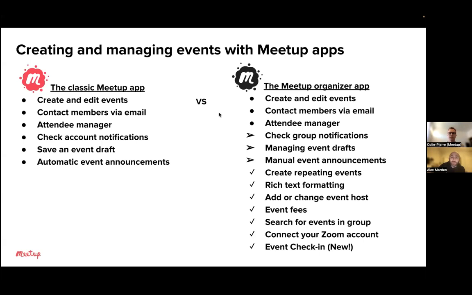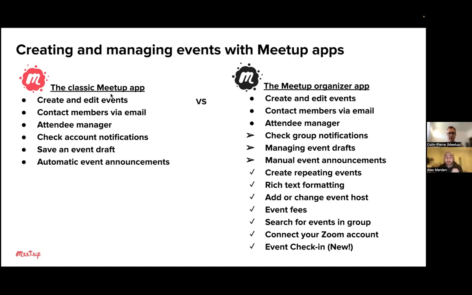Now, with the new organizer app, we've expanded some of these features. We've made them more robust. We've made them more flexible. So you have a lot more options about how you are managing your community through the Meetup Organizer app. The first three are the same. You're still going to be able to create and edit events, you're still going to be able to send emails to your members, and you're still going to be able to manage your attendees. However, your notifications are going to be narrowed down to those specific to the groups that you organize. So it's a more focused experience about the updates that are relevant to your community building experience.